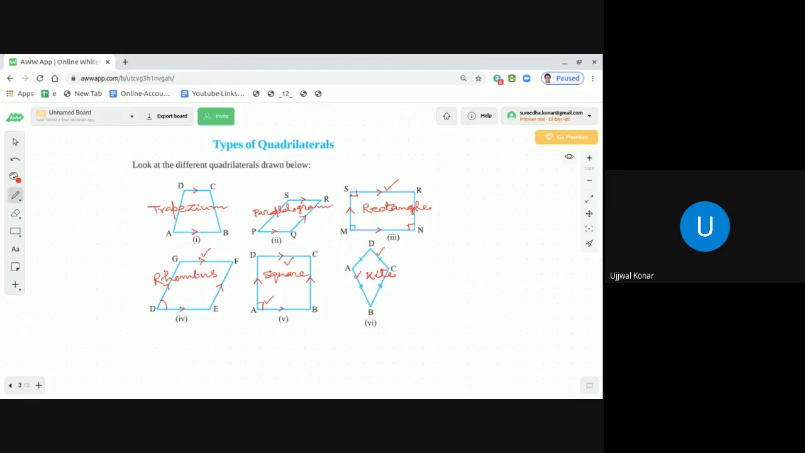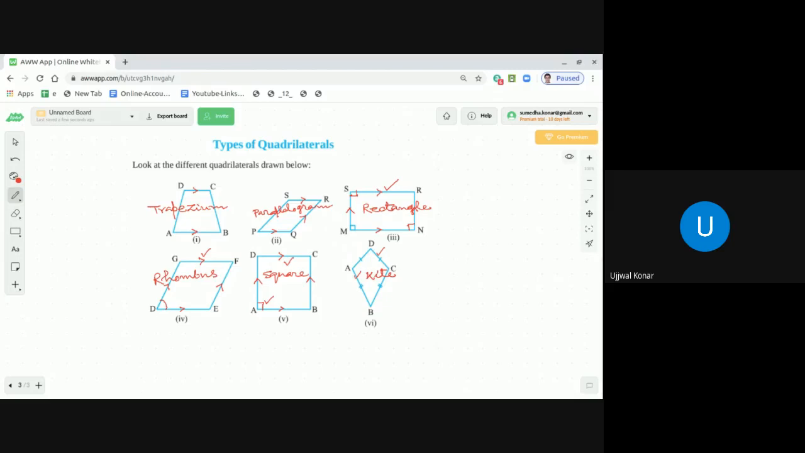Okay, a kite is not a parallelogram. All right, dear students. So far what we have learned about parallelogram, rhombus, rectangle, square, and kite all come under the territory of a quadrilateral. And we all know about their differences and their similarities.